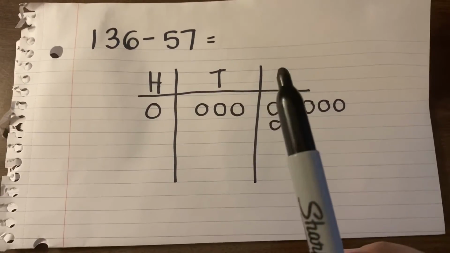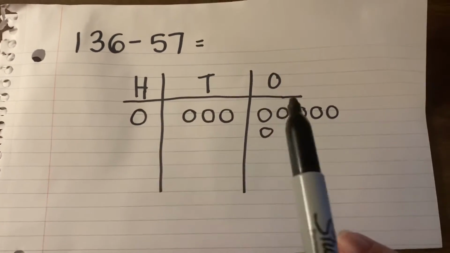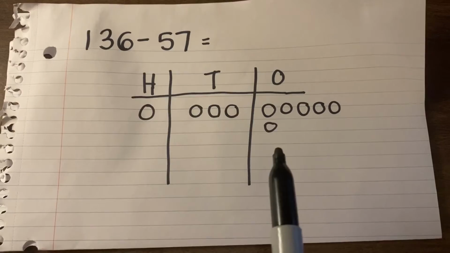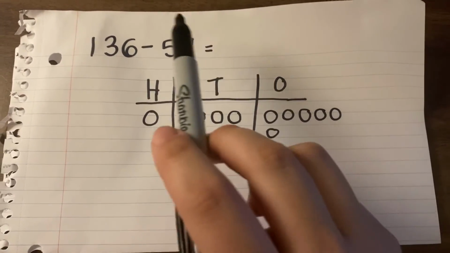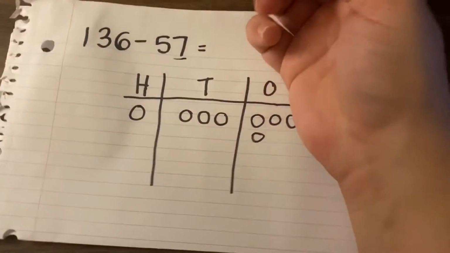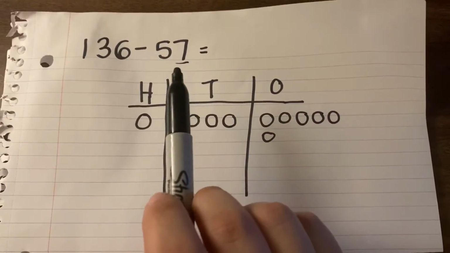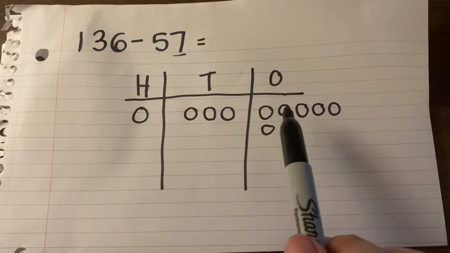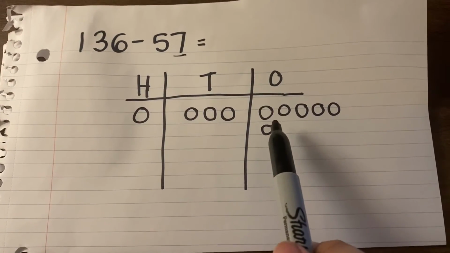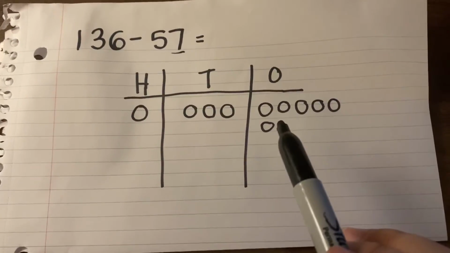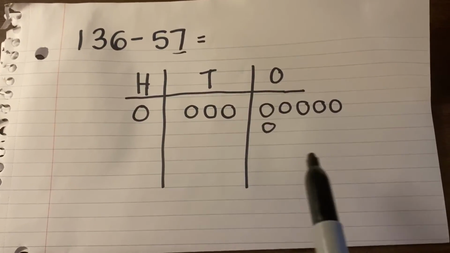All right, next we're going to start subtracting. We always start subtracting from the ones place. Here's the number that we're subtracting. In the ones place, we have a 7. So we'll subtract 7 from the ones place. I have 1, 2, 3, 4, 5, 6 in the ones place, and I need to subtract 7. I don't have enough right now to subtract the 7 that I need.